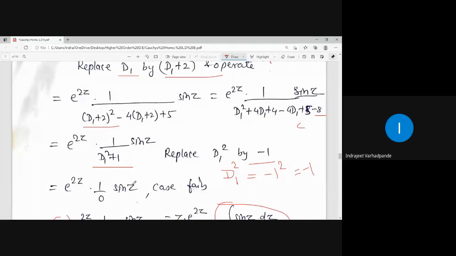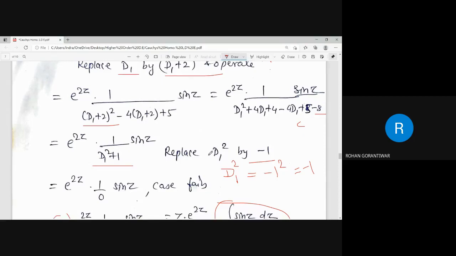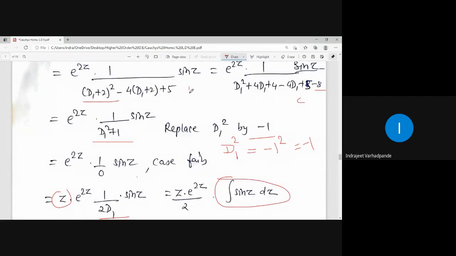So here we have the denominator as 0. Case fails. Whenever the case fails, we have to multiply by z and differentiate the denominator. Is the substitution clear? Yes, sir. Earlier it is case number 4 and then it is reducible to case number 2 after taking out the exponential term outside and replacing D by D plus a, that is D1 by D1 plus a.